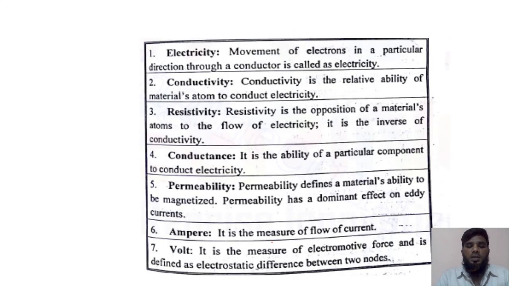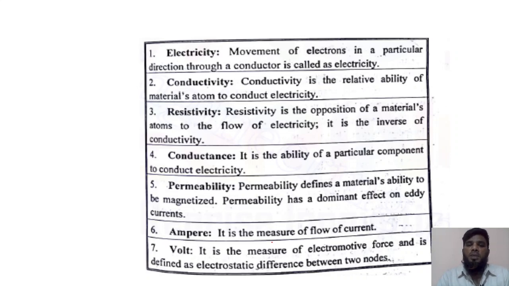Before entering into the further topics, first of all we have to identify what is electricity, what is conductivity, what is resistance, what is conductance, what is permeability. Electricity is nothing but the movement of electrons. Everyone knows this. Conductivity is the ability of a material to pass current through it. Resistivity is the opposition to the flow of electrons through a material. Conductance is the ability of a particular component to conduct electricity. Whereas conductivity is the ability to pass electric current, permeability is the ability of a material to allow a magnetic field to pass through it.